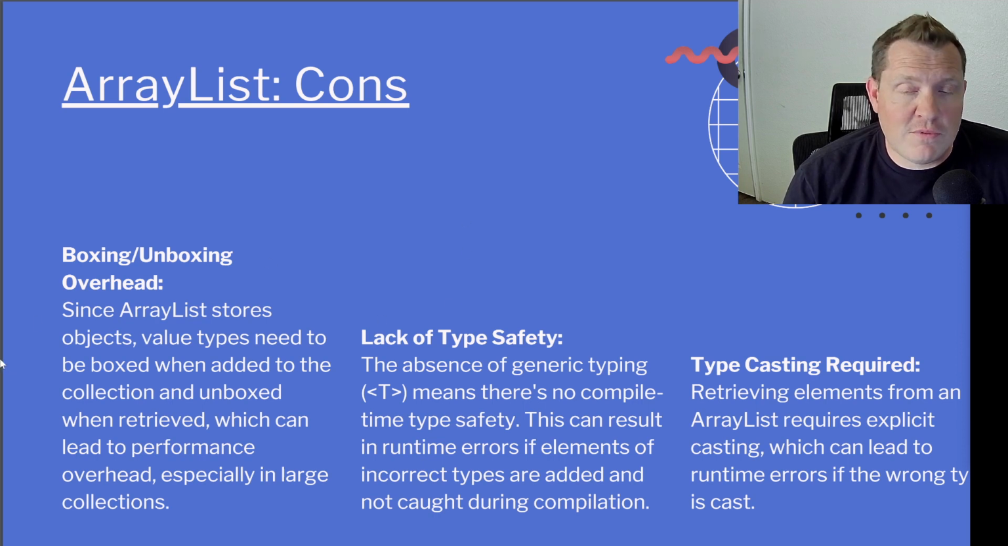Also, there's a lack of type safety. The absence of a generic type T means that there's no compile time safety. This can result in runtime errors if elements of incorrect types are added and not caught during compilation. Now, I've definitely seen this happen. Also, type recasting is required. Retrieving elements from an ArrayList requires explicit casting, which can lead to runtime errors if the wrong type is cast. I've also seen those errors in real life as well.